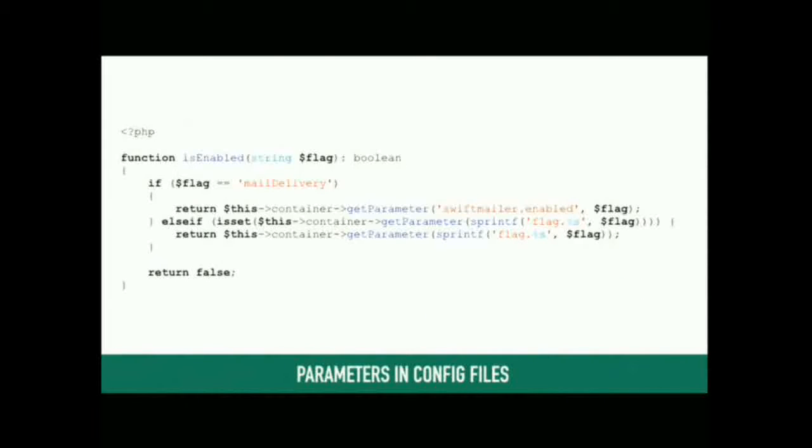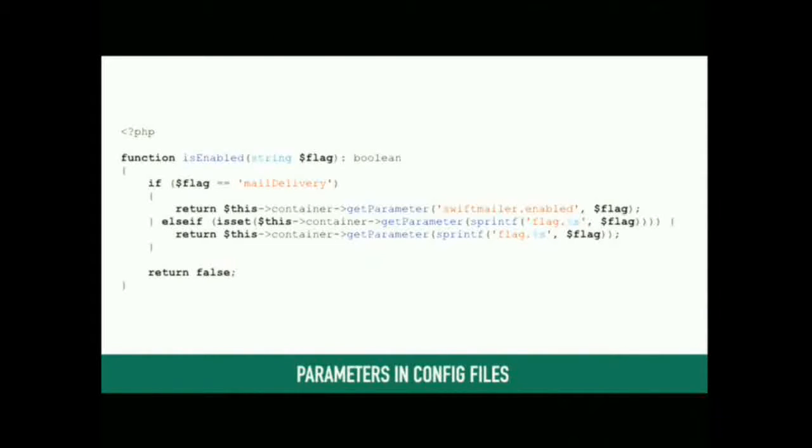This can get more complicated, though. So if we go back to our whole Swift mailer example, what this specifically does is we've just got this hard-coded thing in here saying if the flag happens to be mail delivery, then we're going to call this very specific parameter from the Symfony container. Can you read this at the back? Yeah, cool.